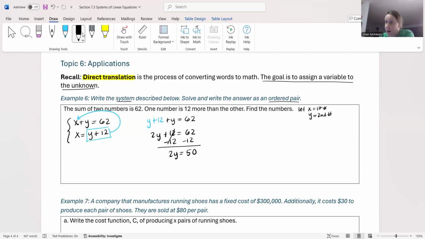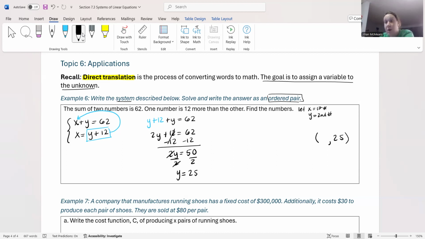Well, I need to get my y alone, so I need to undo the multiplication of 2 and y. So I would divide both sides by 2. 2 divided by 2 is 1. 1 times y is y. And then 50 divided by 2 is 25. So we're told that we need to write our answer as an ordered pair. So over here on the right, I'm going to start my ordered pair. I don't know what x is, but I do know that y has to be 25.